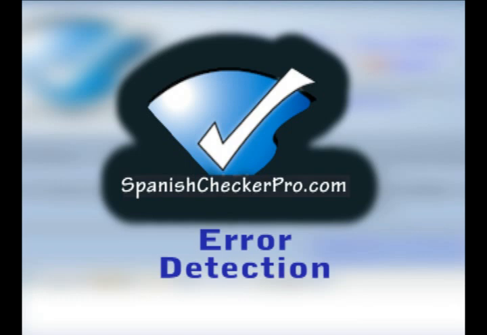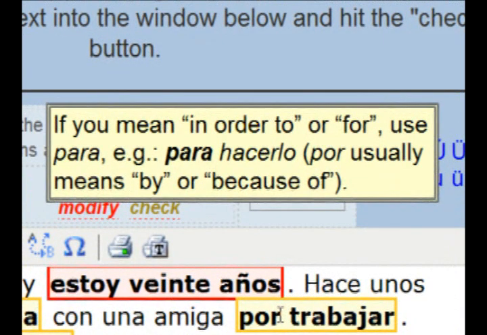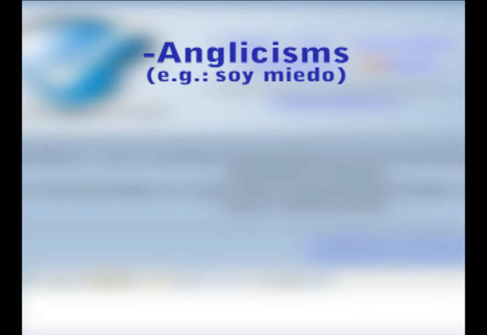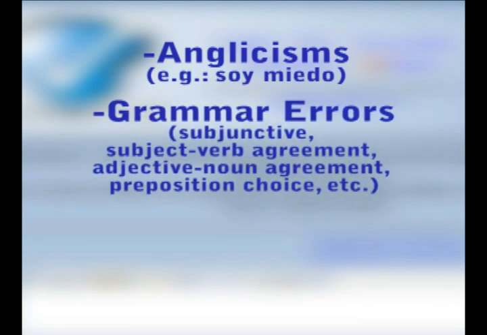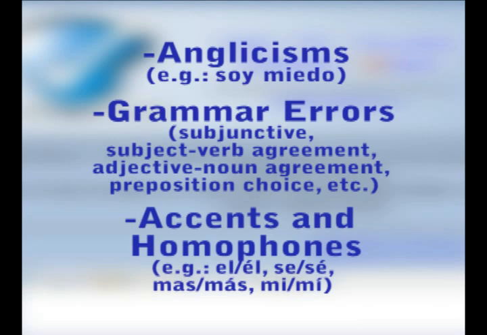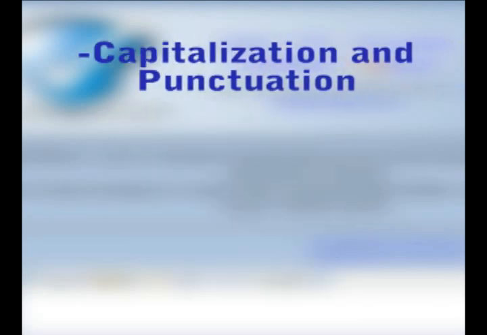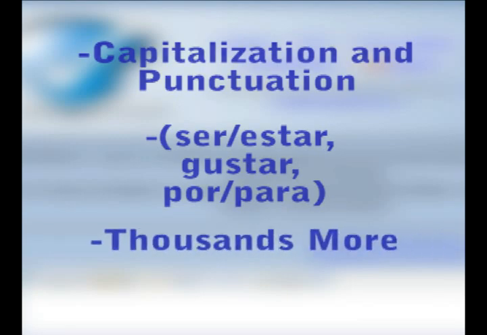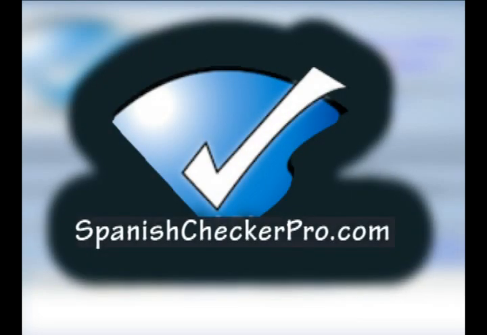While no grammar checker will identify 100% of errors, SpanishChecker Pro catches the vast majority and is particularly good at finding second language problems. For example, anglicisms like "soy miedo," grammar errors concerning the subjunctive, subject-verb agreement, adjective-noun agreement, and preposition choice, problems with accents and homophones like LL, CC, mas, etc., problems with capitalization and punctuation, ser, estar, problems with the verb gustar, por, para, and literally thousands more. Let's have a look at the site's various features.